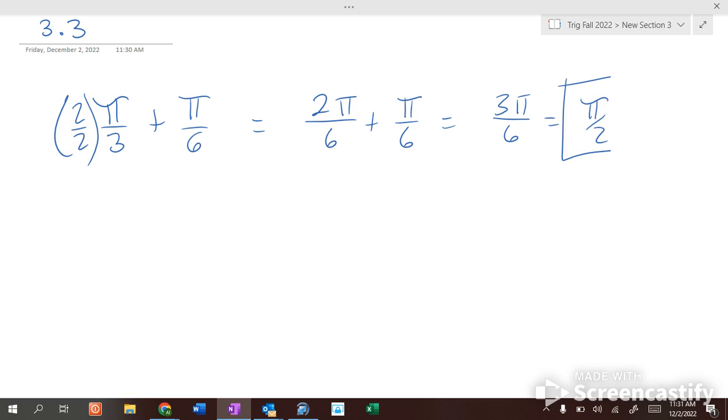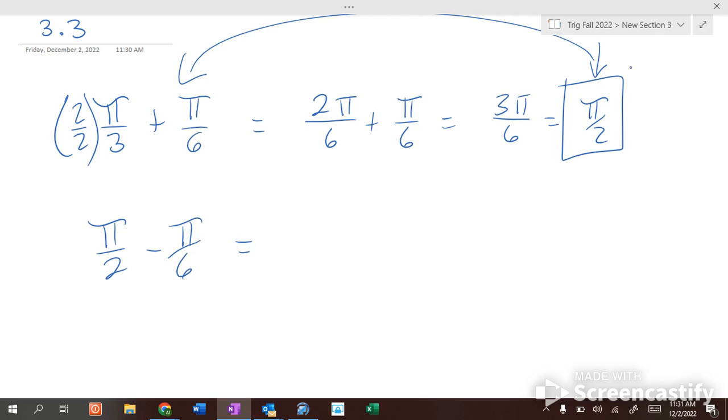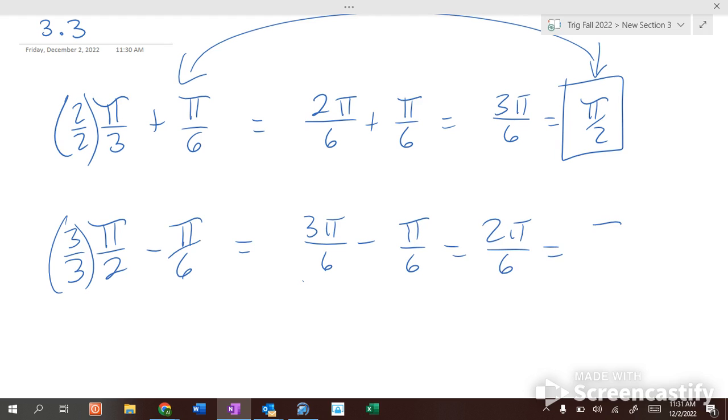Boom, boom, boom. Now, what you're going to face today is you're going to have pi over 2, and what two numbers like this make that? So you're going to kind of have to think in the opposite direction. Okay? Let's subtract one set. What's pi over 2 minus pi over 6? Well, you need a common denominator. Common denominator is going to be 6. So you multiply by 3 over 3. So 3 pi over 6 minus pi over 6 is 2 pi over 6, which is pi over 3. Okay? So we can add and subtract, right?